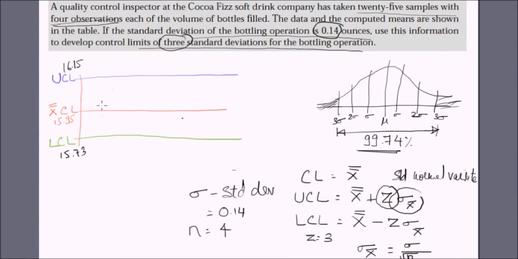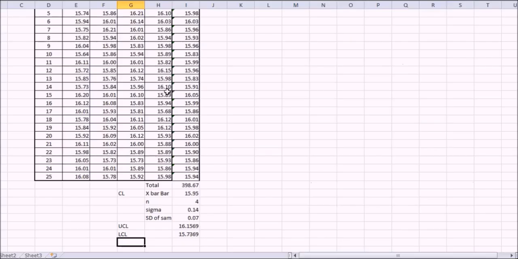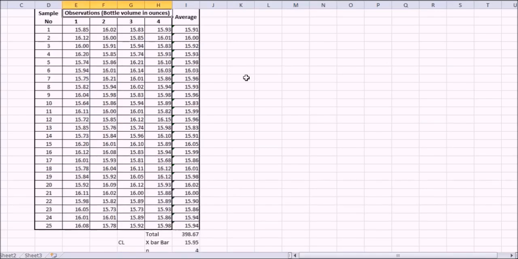If any value falls within these two limits, 16.15 and 15.73, then it is said to be in control, and if a value goes beyond these two, then it is said to be out of control. Now we are ready to plot the data which we have on this sheet. We will take the averages of each sample and see if all of these are in the control limits or not.